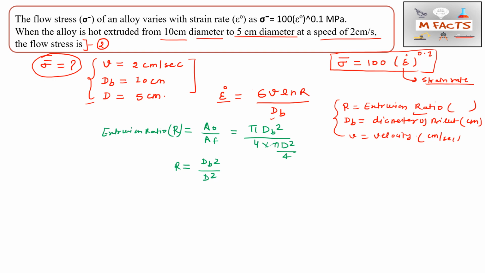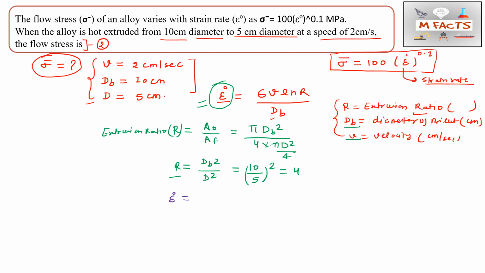So what is the value of dB? dB is 10 and d is 5. You can take the whole square of dB by d, and you will get this R value as 4. Now you know the value of R, you know dB, you know the value of v, and you know every value that is useful for finding this epsilon dot. So now we'll try to find this epsilon dot.